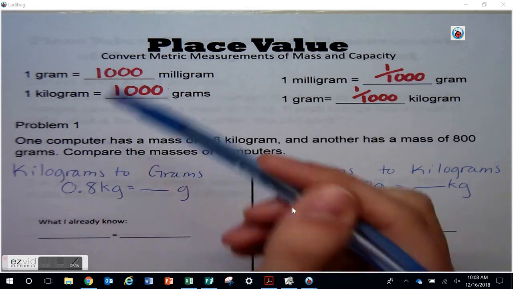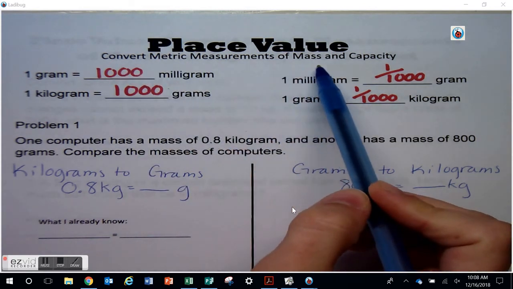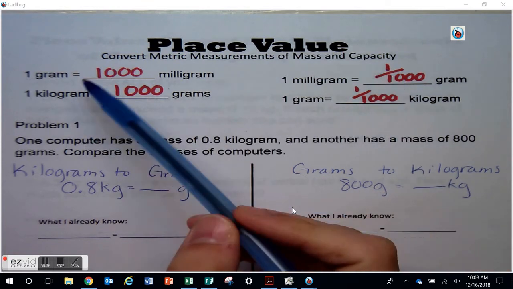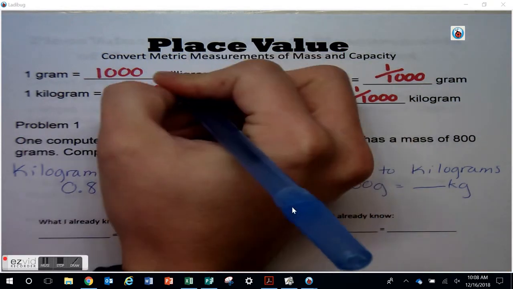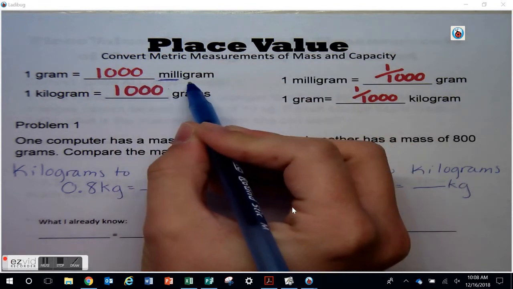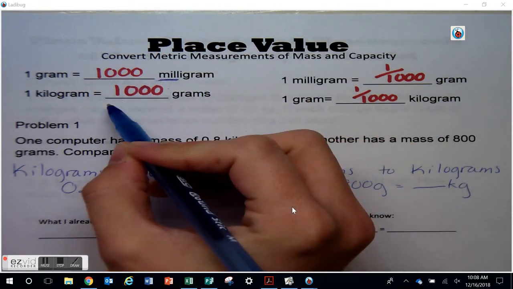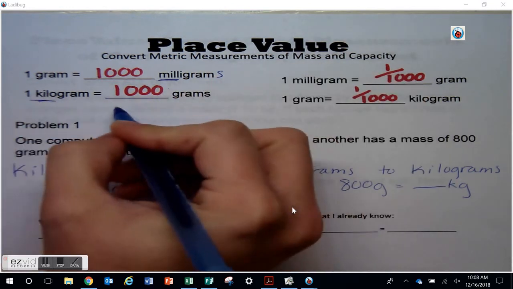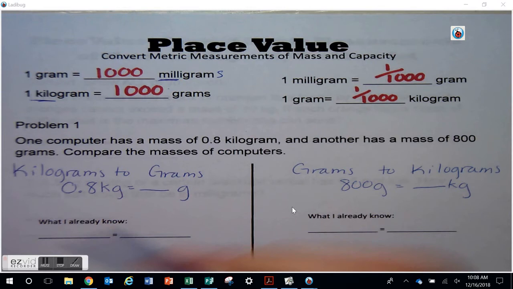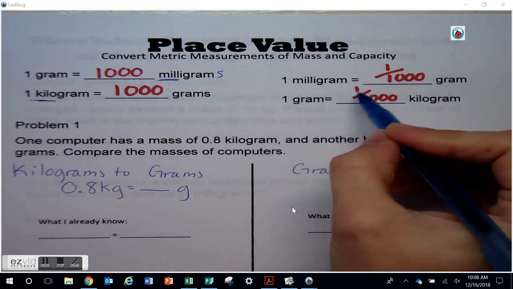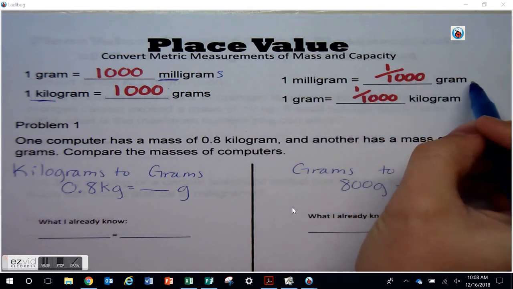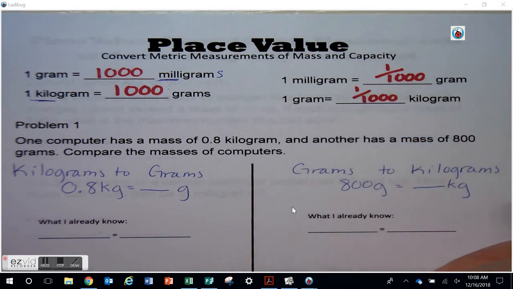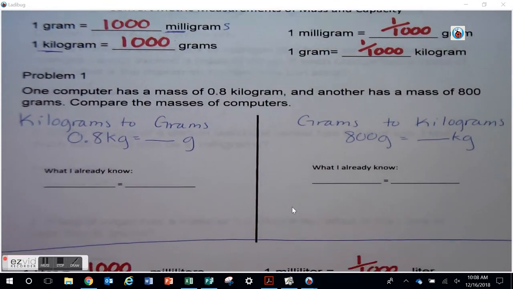Okay, so today we will convert metric measurements of mass and capacity. Before we do, there's some things we need to know. 1 gram equals 1,000 milligrams. 1 kilogram equals 1,000 grams. 1 milligram equals 1,000th of a gram, and 1 gram equals 1,000th of a kilogram. Let's go ahead and start working on problem 1.